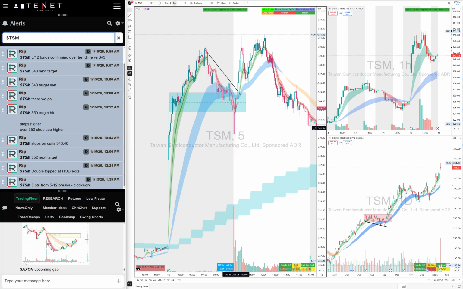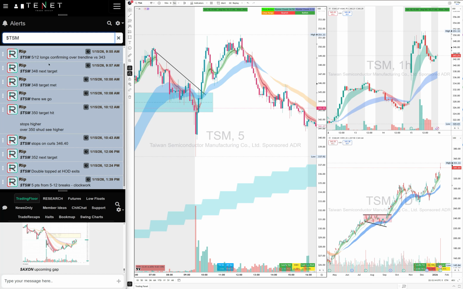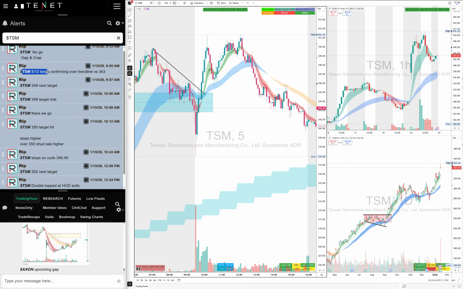Now once it started to curl over here, the first candle, second candle right here, 950, when this candle opened over 950, this is where it confirmed the longs. I also was on voice. I also told the traders 512 longs confirmed over the trend line. The stops at 343. You put the stops at 343, you get in at 344. We took it all the way to 350, 351.